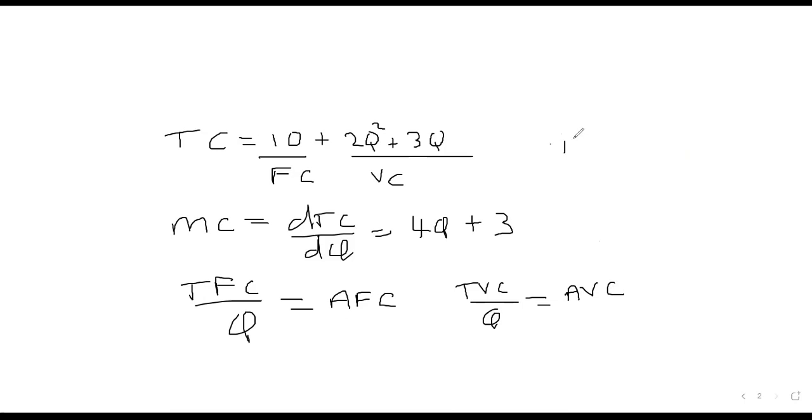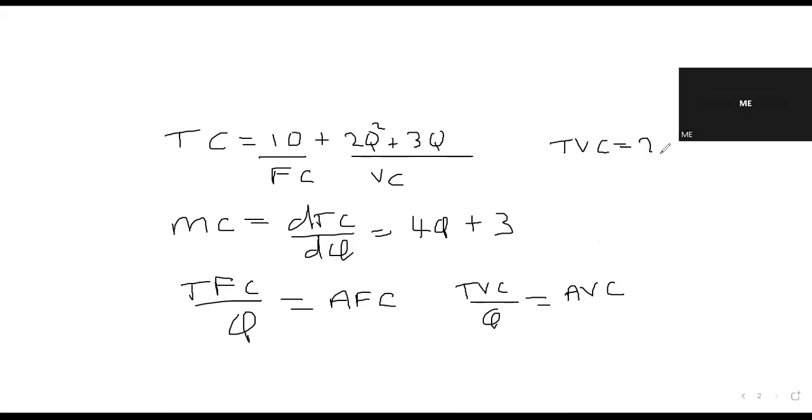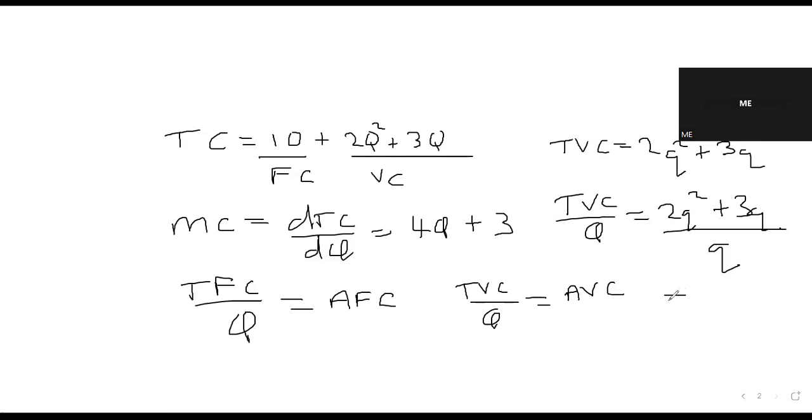So what is our average variable cost in this case? The total variable cost is 2q squared plus 3q. When we divide this total variable cost by quantity, we divide by q here. 2q squared divided by q is 2q. And 3q divided by q is 3. Are we following? Yes. So this becomes the average variable cost.